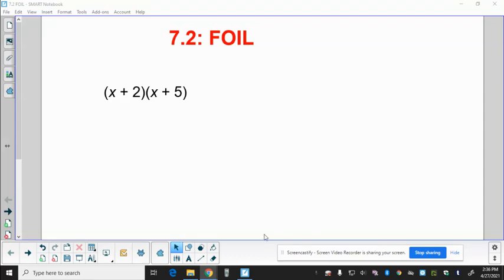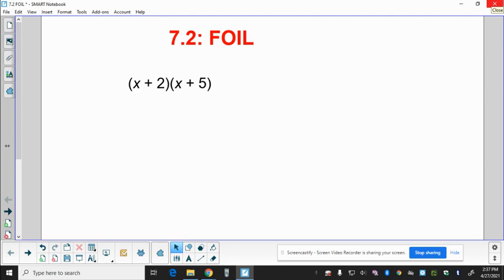Okay, today let's talk about how you multiply together two binomials. We're going to use what's called the FOIL method, which is an acronym. It's basically a double distributive property. So let me show you what this is all about. If we want to multiply these two binomials together, we're going to go through a double distributive property.